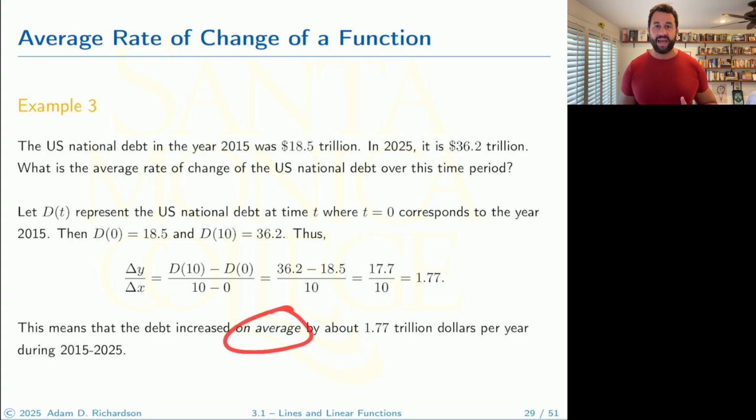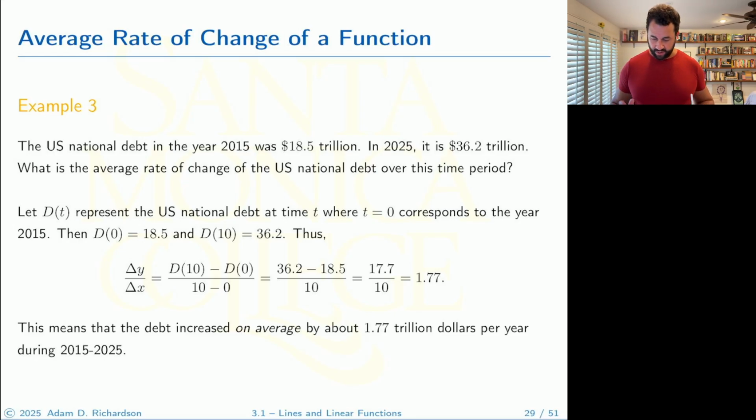I don't have it written here, but one thing I want to mention is this is only an average, right? This is not exact every year. So it's not that every single year the debt went up by 1.77, 1.77. This is just the average rate of change. There are some years where the debt went up a lot, and there are some years where the debt didn't go up very much. It just kind of stayed, right? So this is just an average over an interval. It's not the exact change at every moment in that interval. Just want to be clear about that.